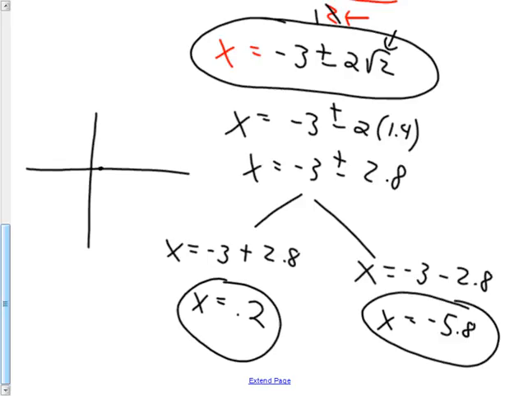So if I were to graph it, it would have gone through 0.2 and negative 5.8. It's going to be a parabola that would look something like that. And I've now found the roots, the zeros, etc., by using the quadratic formula.